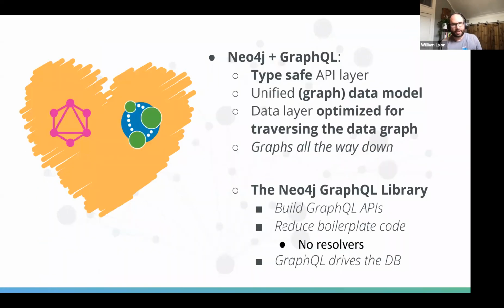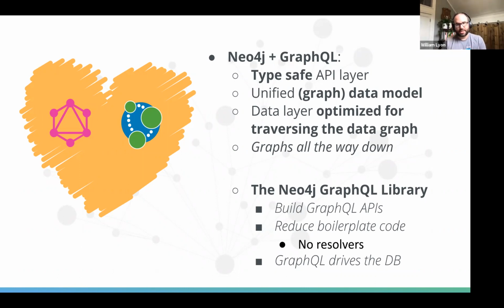But when we combine Neo4j and GraphQL, we have a lot of interesting benefits. So one of these is that we have a type-safe API layer. So we're able to take the type definitions and the type safety from GraphQL and through the API, apply that to how we interact with Neo4j.